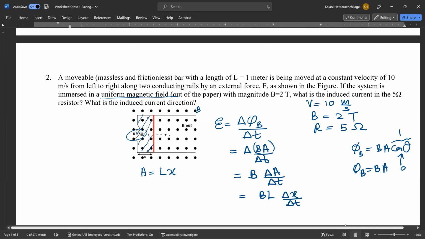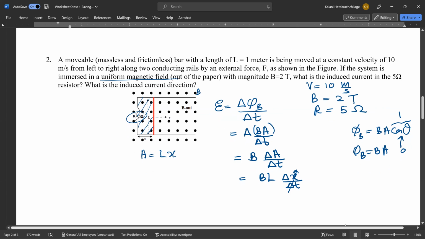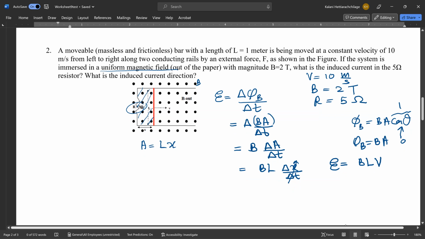As soon as you know this is the rate of change of displacement, that will be just velocity. So now my final formula to use: epsilon equals B, L, and V. Okay, that's simple, right? So now, since we have all the information, I know I can calculate the epsilon, but that's not what the question is asking. The question is asking for induced current. So this is induced EMF.